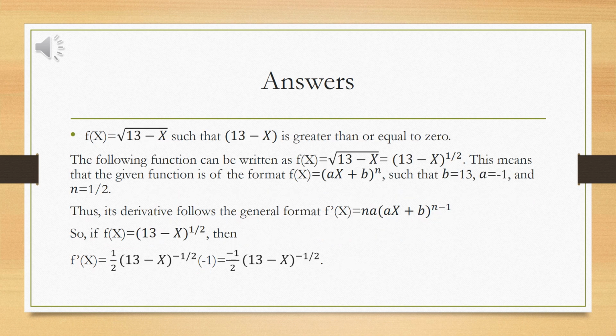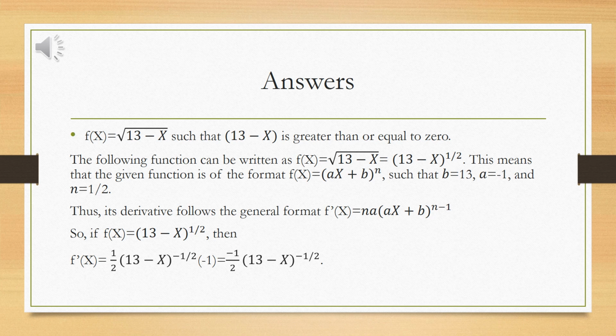f(x) = √(13 - x), such that 13 - x is greater than or equal to 0. The function can be written as f(x) = (13 - x)^(1/2). This means that the given function is of the format f(x) = (ax + b)^n, such that b is 13, a is -1, and n is 1/2.